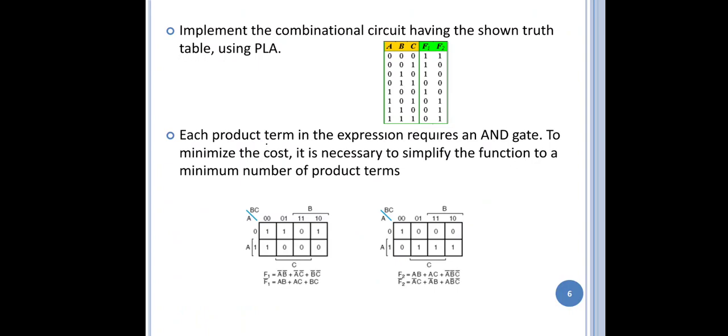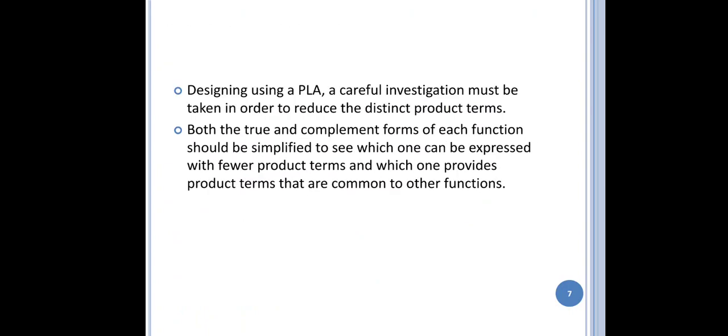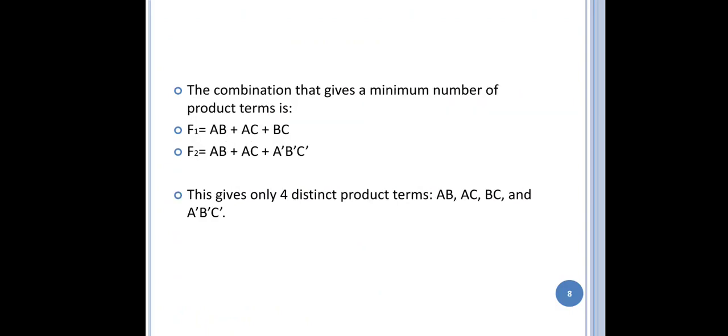So f1 bar equals ab plus ac plus bc and f2 equals ab plus ac plus a bar b bar c bar. These equations are selected to implement the PLA. So we have 4 distinct product terms: ab, ac, bc and a bar b bar c bar.